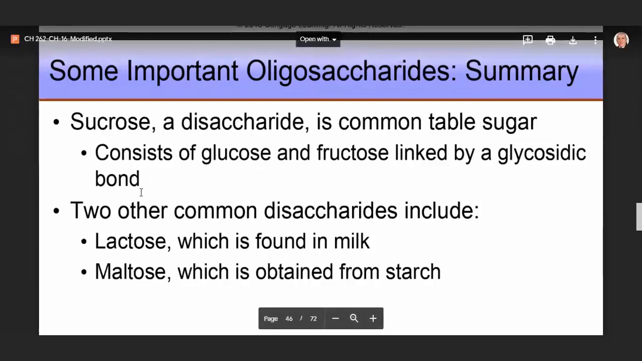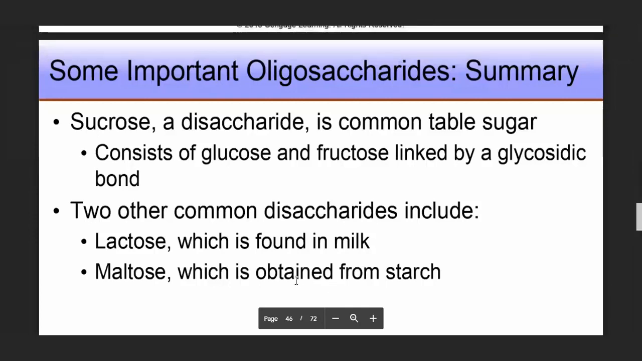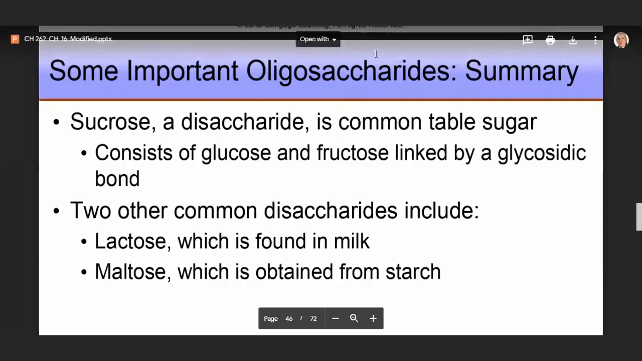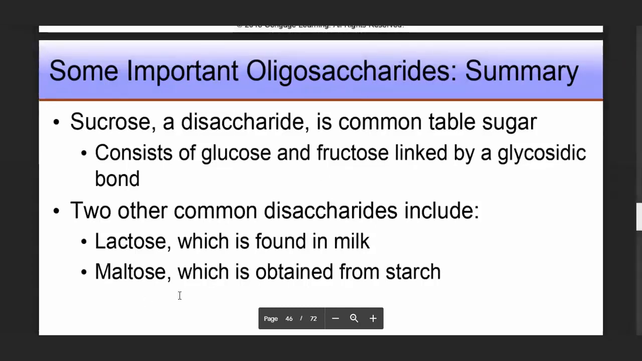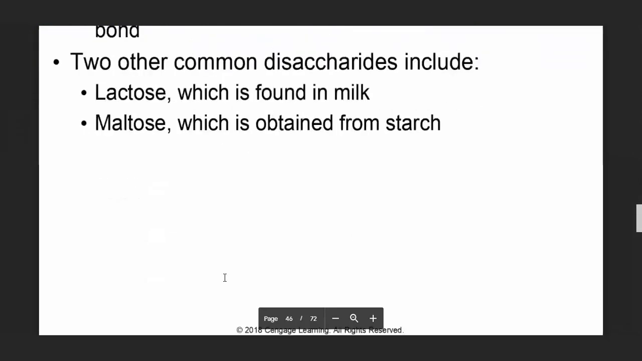a glycosidic bond. Two other common disaccharides include lactose, which is found in milk, and maltose, which is obtained from starch. Also, we have isomaltose, and it also consists of two glucoses, but the type of linkage is alpha 1,6. So it occurs at the branch point.